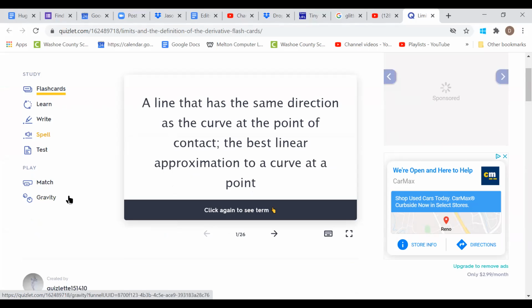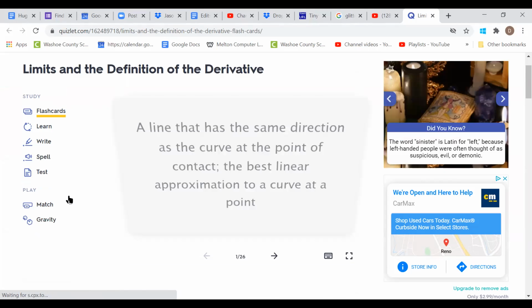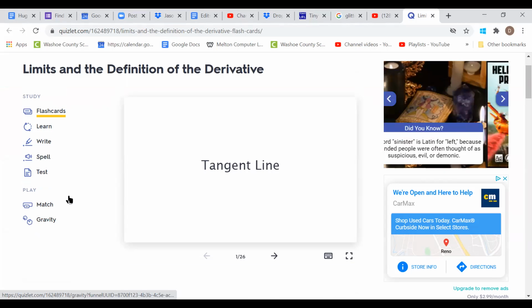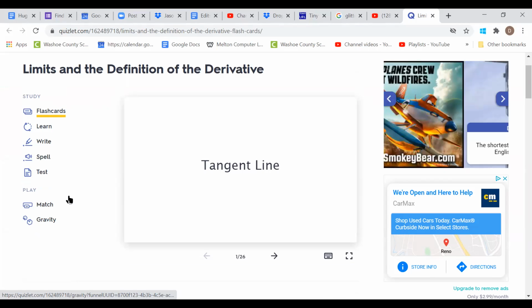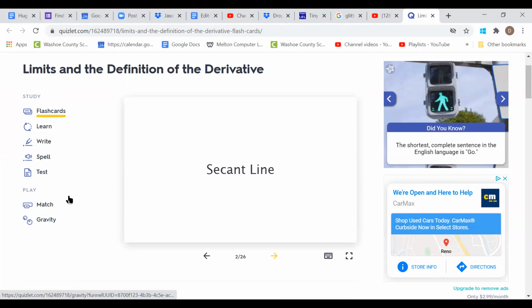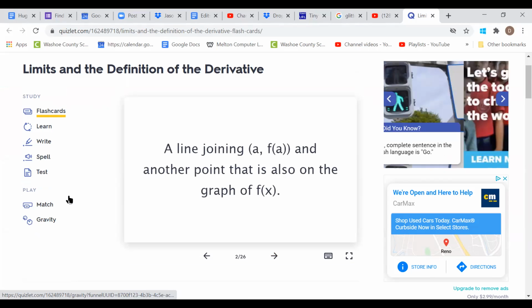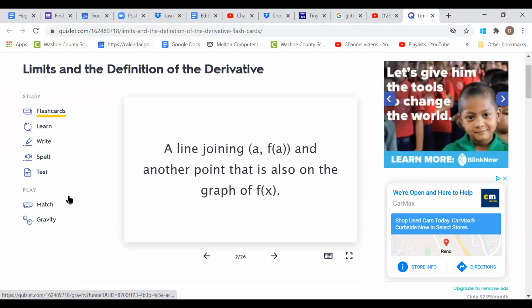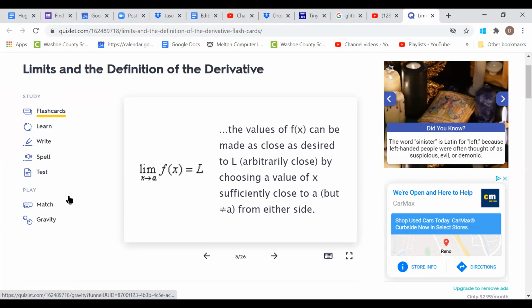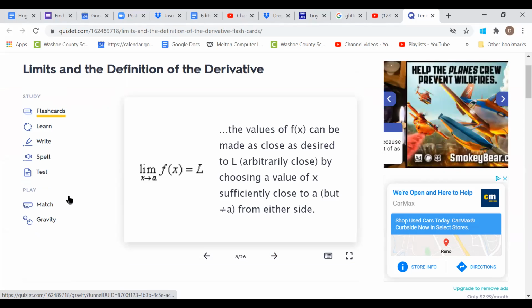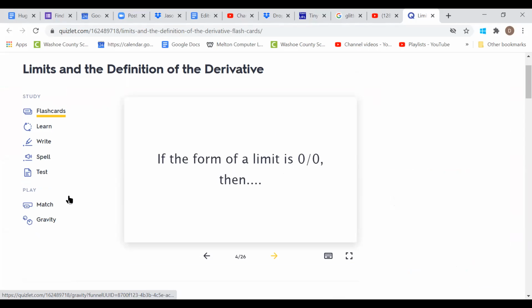There's 26 of them. So you just click on them, and at first you look at the definition, okay? And then you click on them and it gives you the vocabulary. And so you just go on to the next one. Next one, secant line. That gives you the definition of a secant line. This is the definition of something. And what is it? Wow, okay, it's that. All right, so then just keep going with us.